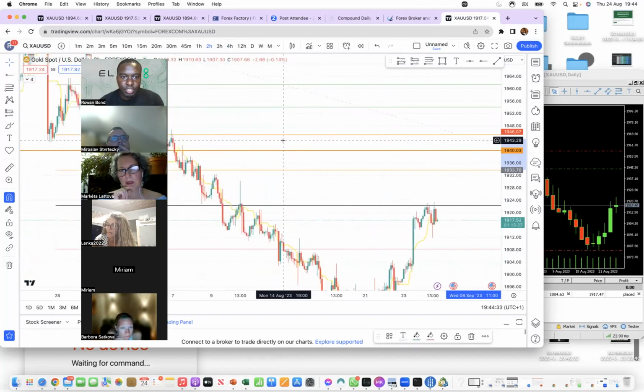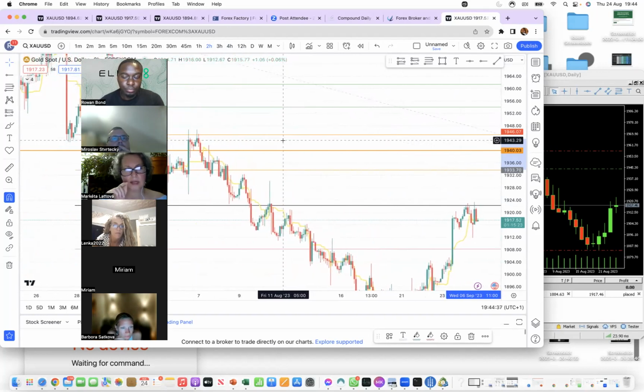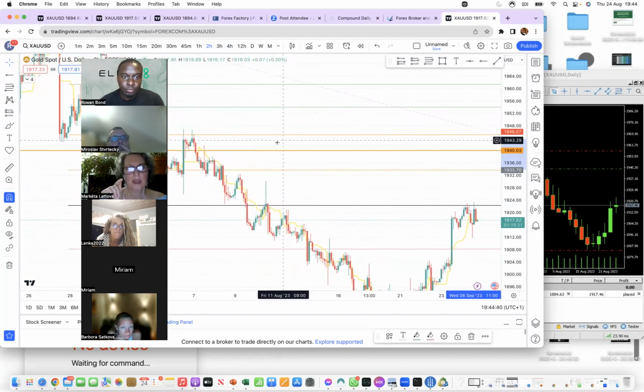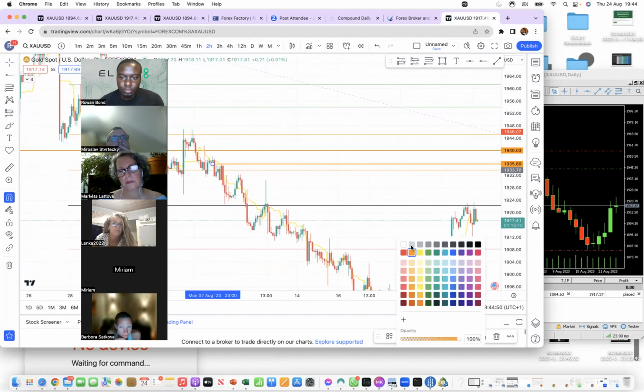What I'm looking for is an ETM candle in my golden zone. So I look into the golden zone and search for ETM candles. And I found one here.